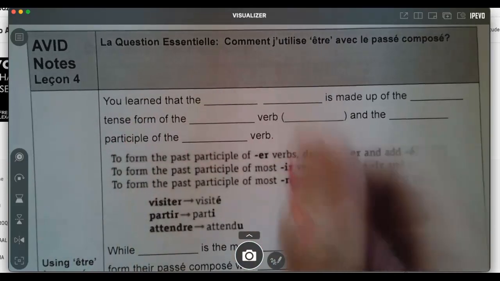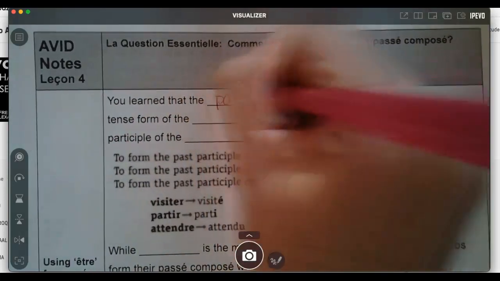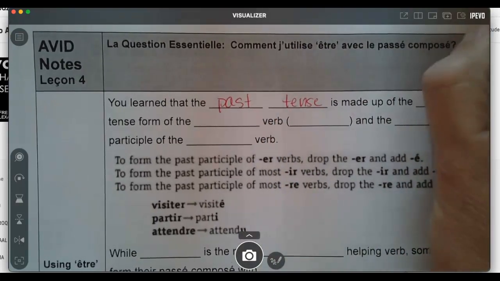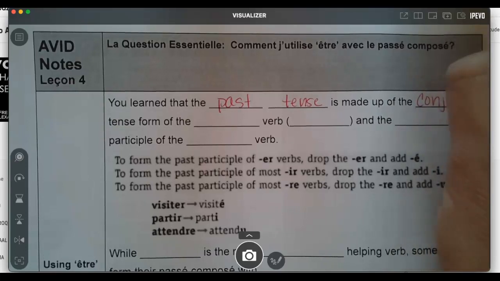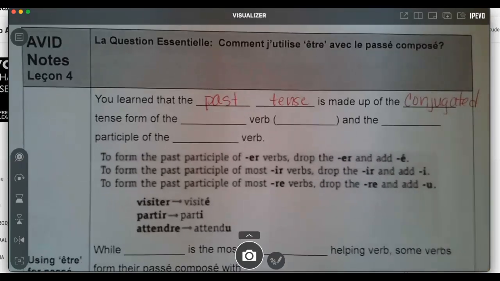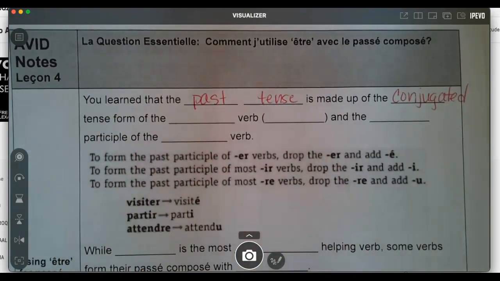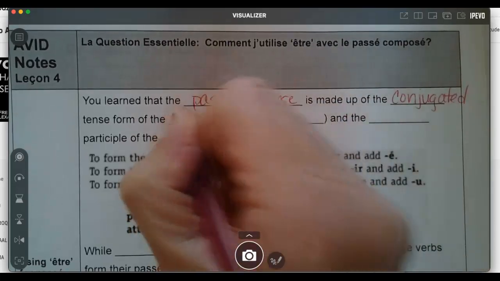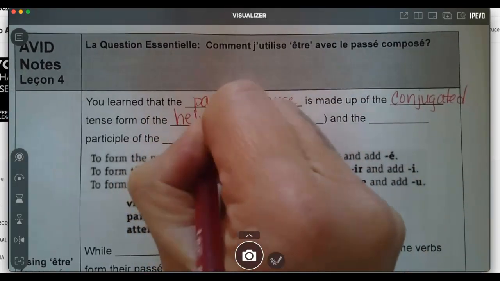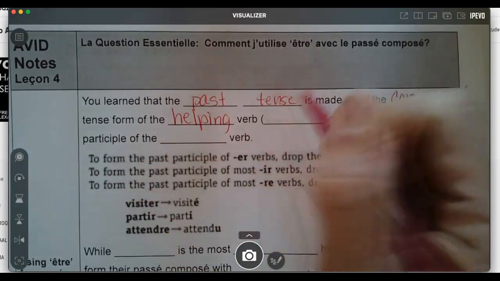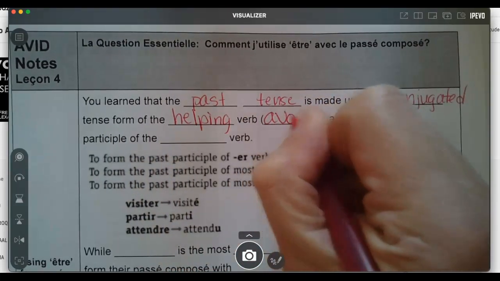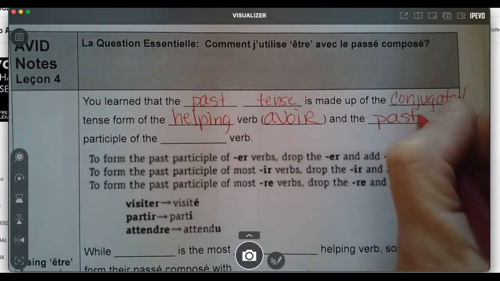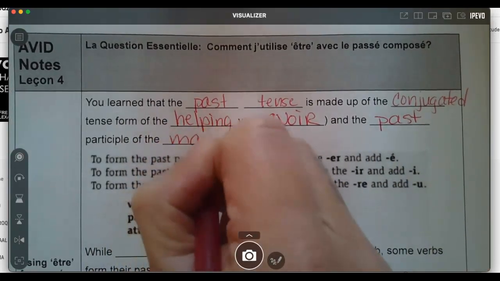You learned that the past tense is made up of the conjugated present tense form of the auxiliary verb, or the helping verb, avoir, and the past participle of the main verb.